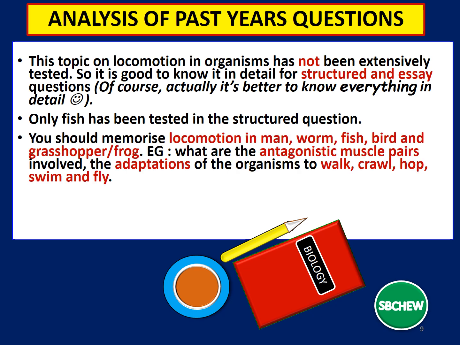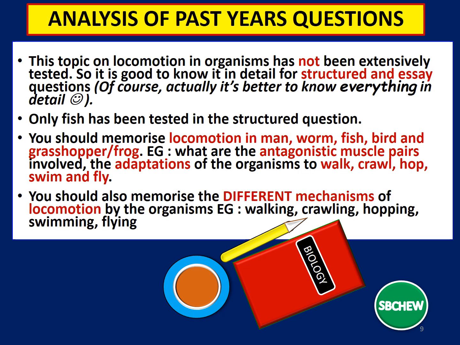You should memorize locomotion in man, worm, fish, bird, and grasshopper or frog. Ask yourself, what are the antagonistic muscle pairs involved? The adaptations of the organisms to walk, that's for man, to crawl, that's for earthworm, to hop, grasshopper and frog, to swim, for the fish, and for the birds to fly. Find out the adaptations as they are very interesting.